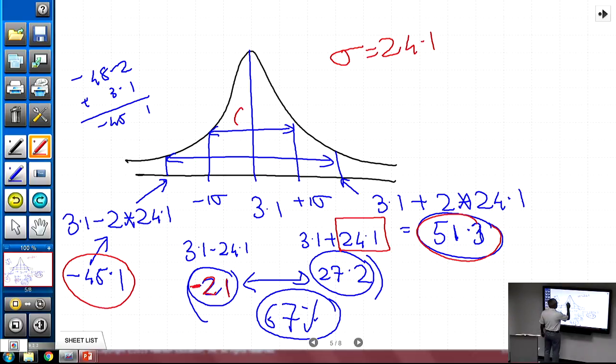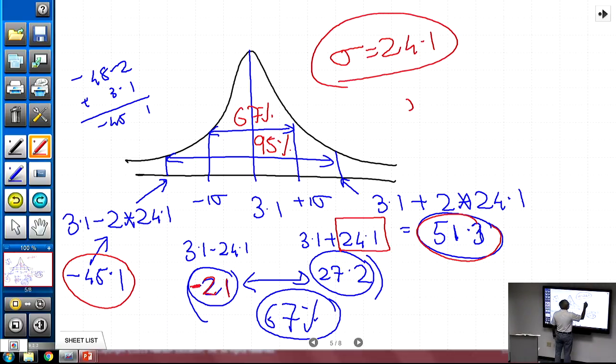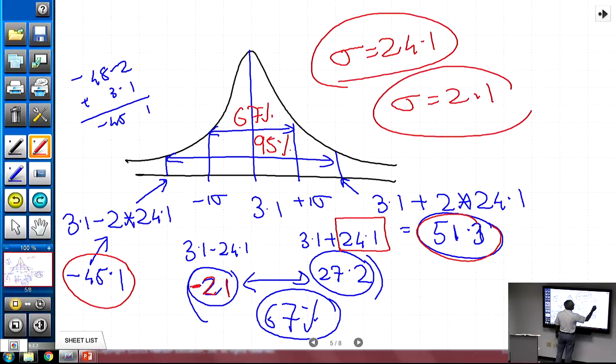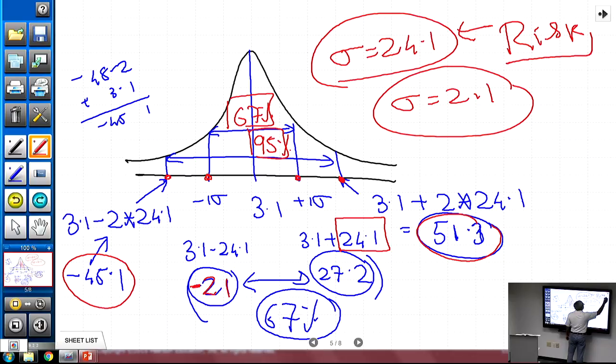The probabilities are remaining the same. This is 67% likelihood. Plus minus 2 standard deviations is 95% likelihood. So whether standard deviation is 24.1 or if I assume this to be 2.1, these likelihoods are not changing. What is changing are the outcomes over here, what these numbers would look like, what the dispersion would look like. And the dispersion is much wider the larger the standard deviation. It is for this reason standard deviation is viewed as a measure of risk.